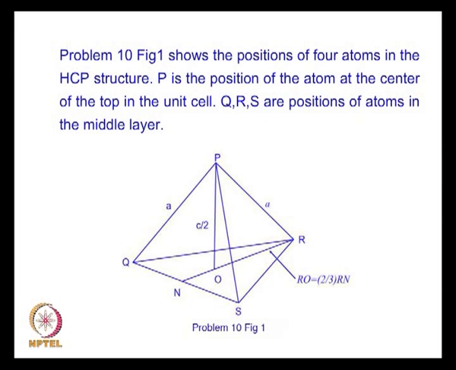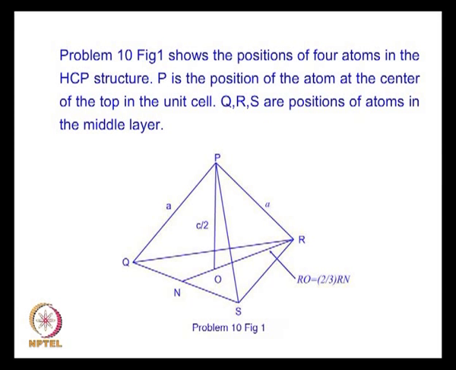Now, you have P, which is the position of the atom at the center of the top, the topmost point in the unit cell, which corresponds to one point in the unit cell. And in the next layer, there are 3 corresponding positions of the atoms in the middle layer. They are written as Q, R and S.